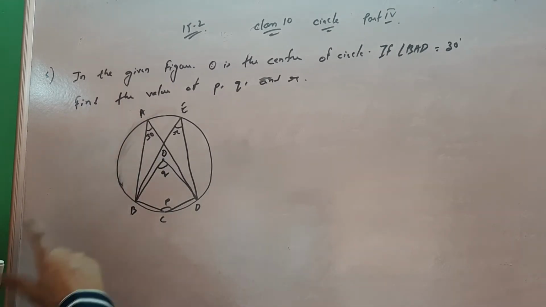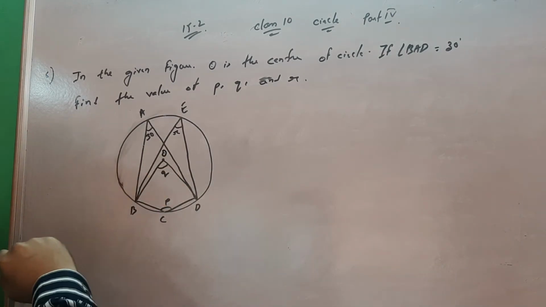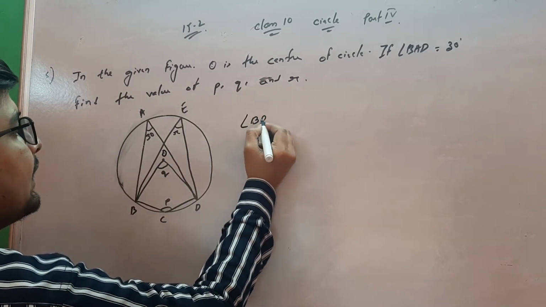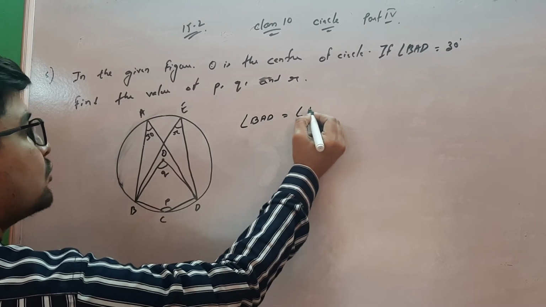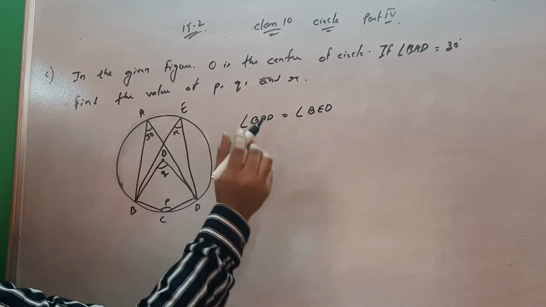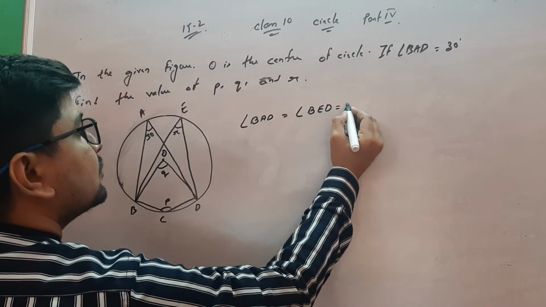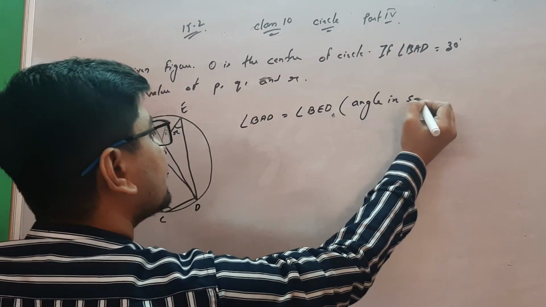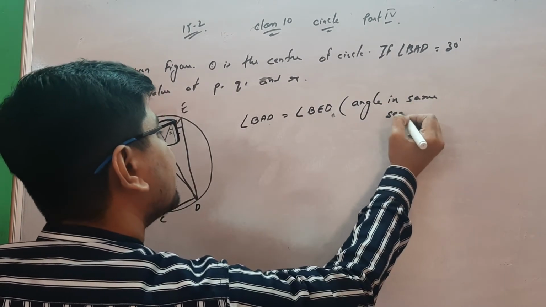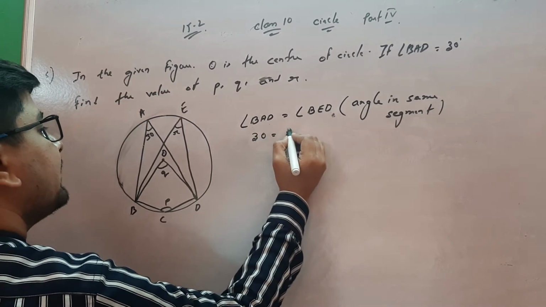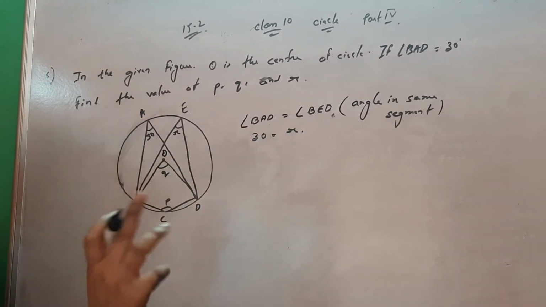Okay. So very easy. For R, angle in same segment. So angle BAD equals angle BED. Same base and touching the circumference. So the reason is angle in same segment. BAD equals 30 and BED equals R, so the value of R is 30 degrees.